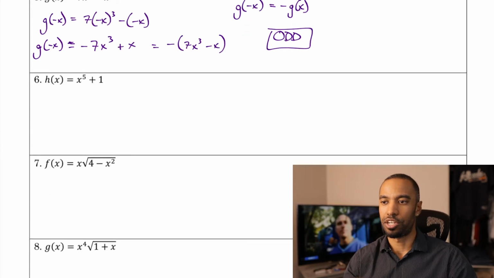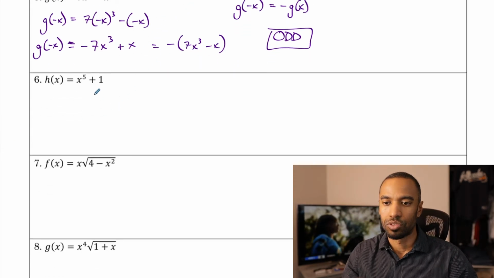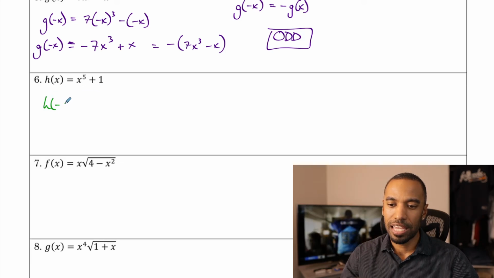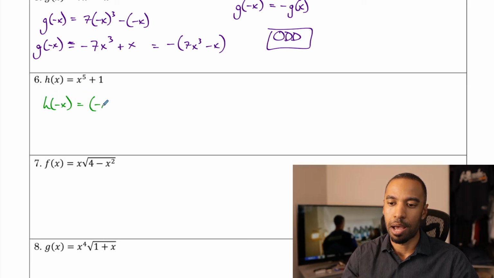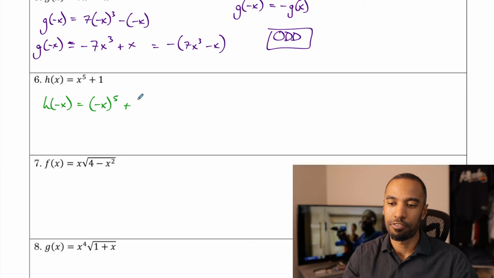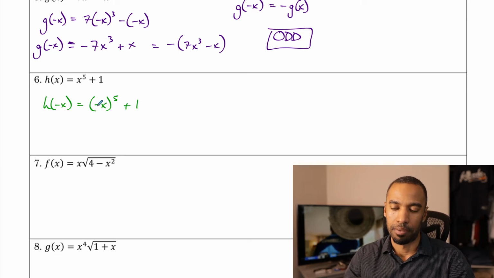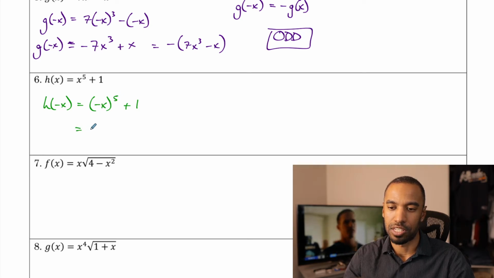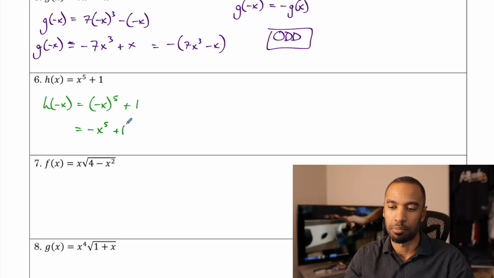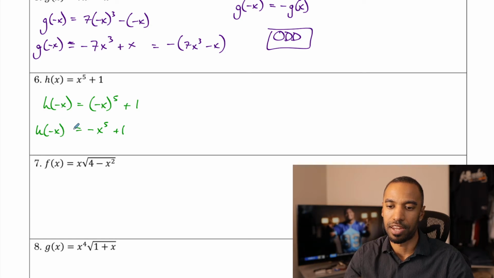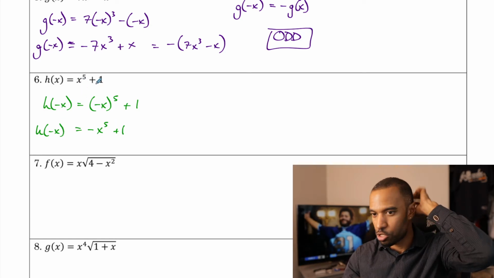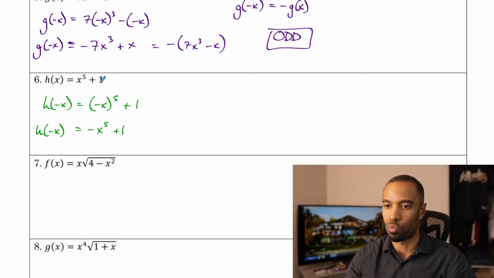H of x, let's check it out. Let's use green. H of negative x would give us the opposite of x to the fifth plus 1. Okay, the negative x quantity to the fifth is negative x to the fifth power, and then plus 1 right there. So that's h of negative x. So, okay, that sign changed, but the 1 was a 1. It remains a 1. It's a constant.